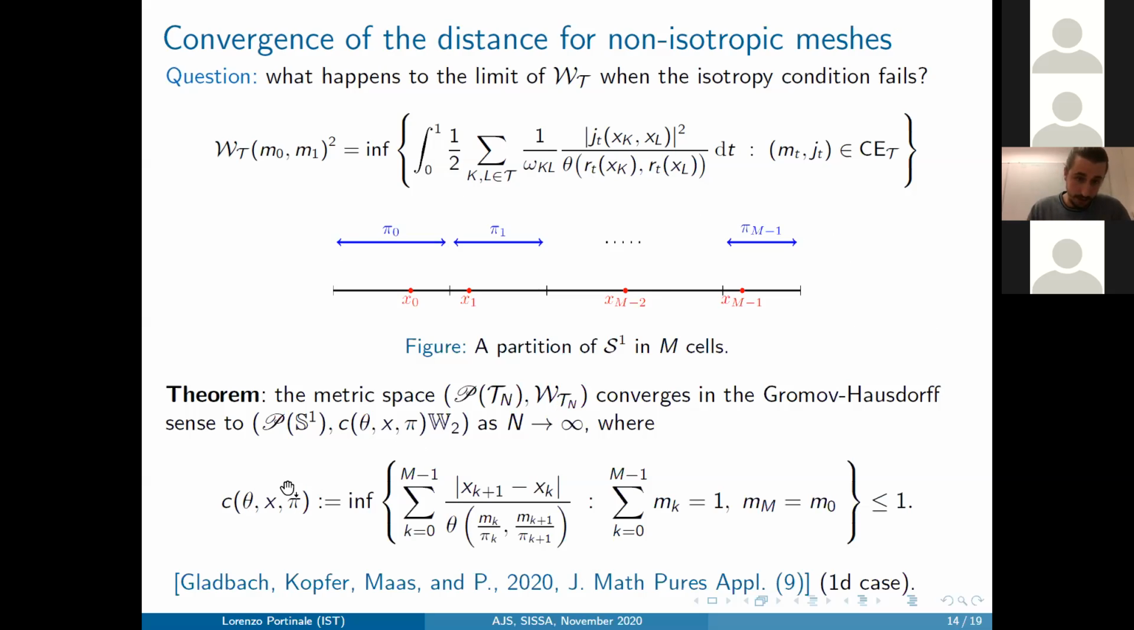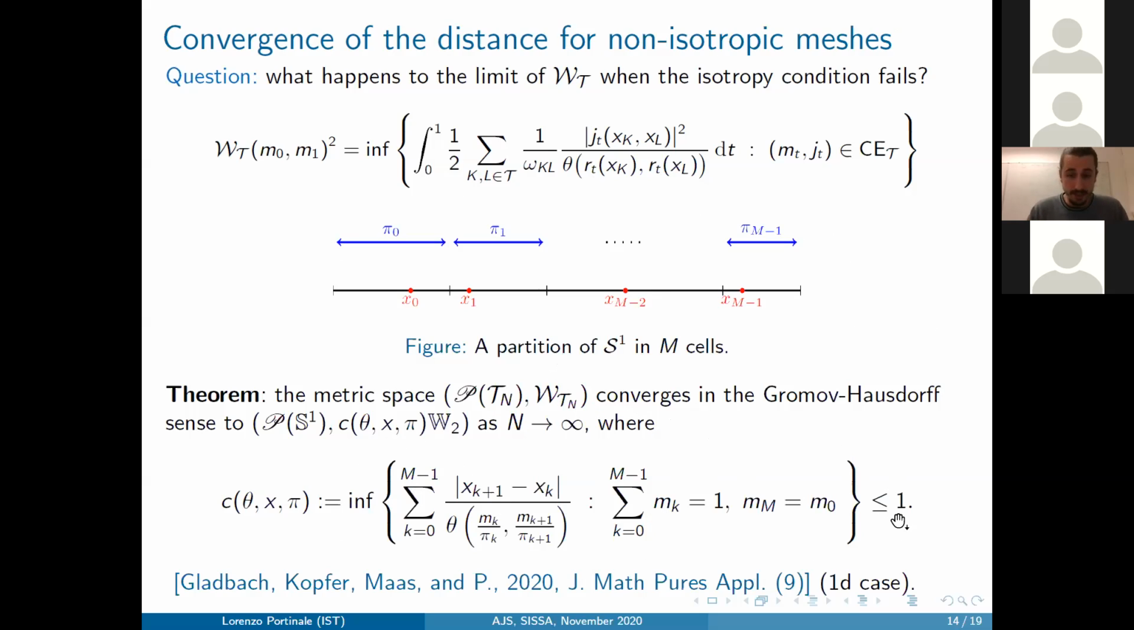Moreover, the limit cost, the constants here, can in fact be computed explicitly in terms of what people in homogenization usually call a cell problem. This is essentially a periodic problem on a single cell, and this minimization problem gives you exactly the constants you have to put here to get the limit behavior of the distance.